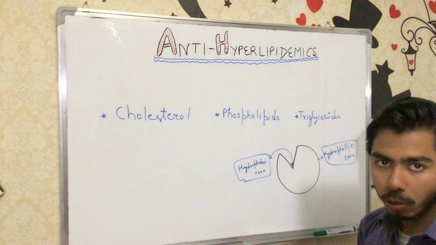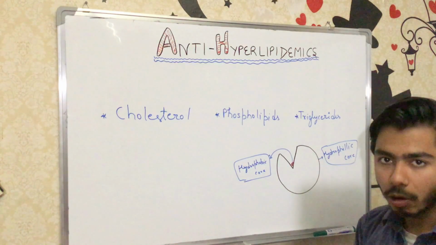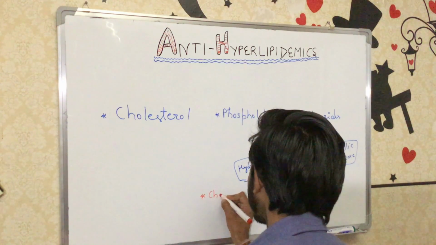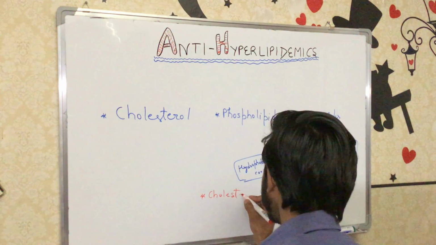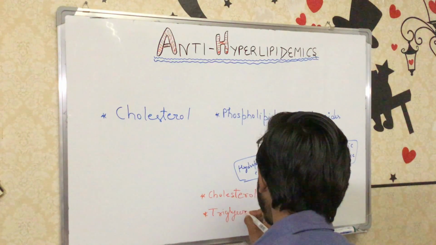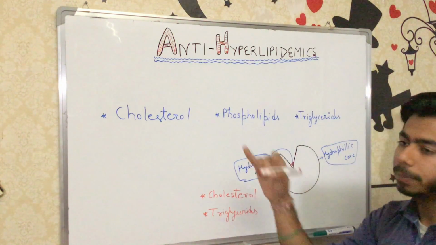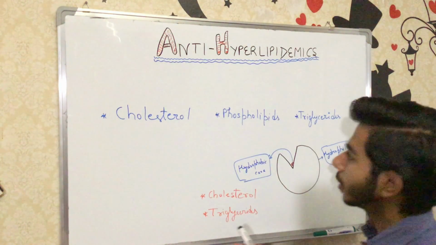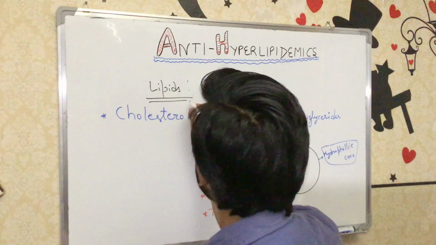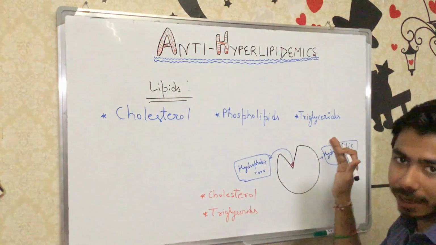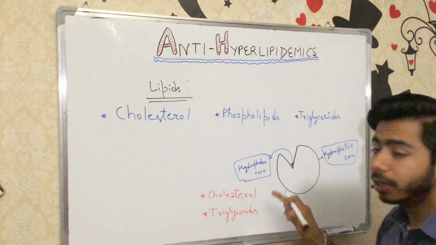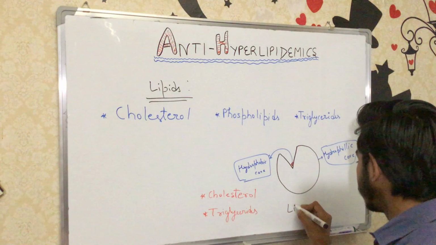Further, this hydrophobic core is made up of cholesterol and triglycerides. Remember I told you that cholesterol and triglycerides are part of the lipids. Lipids have three components: cholesterol, phospholipids, and triglycerides, among which cholesterol and triglycerides are the part of the hydrophobic core of the lipoprotein. So this is the structure of lipoproteins.